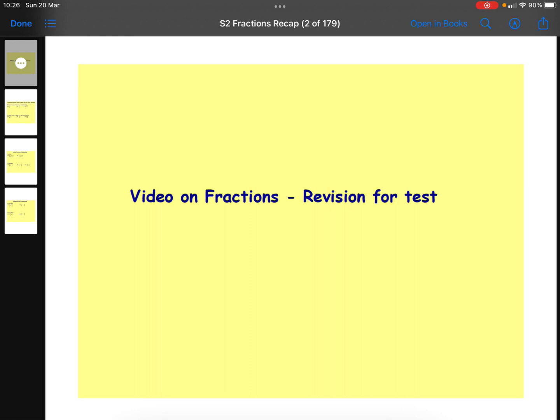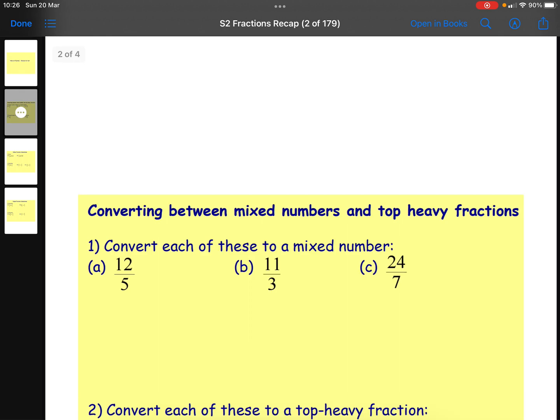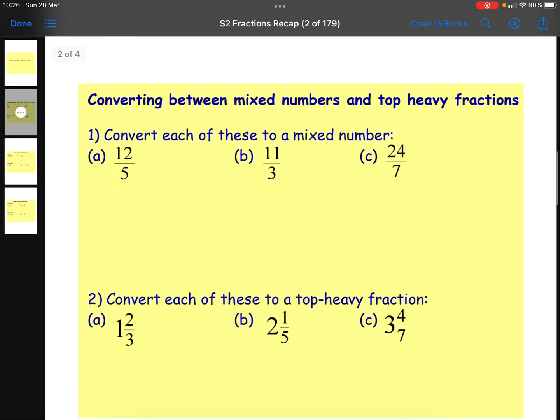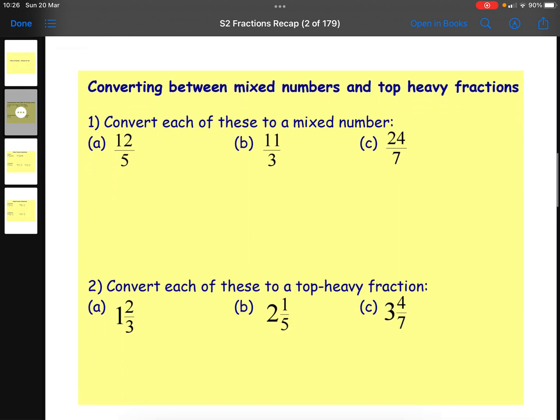Once this video is done, you'll have a chance to work through the revision sheets as well, so they should be printed for you, or you will see them on the Teams page. And you'll be able to work through the fraction sections and any other ones that you can work through as well after this video. So the first thing we'll do with fractions is to convert between mixed numbers and top-heavy fractions and back and forth that way as well.